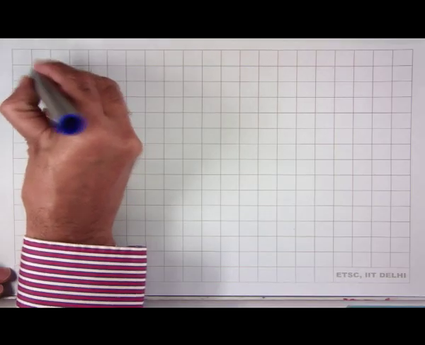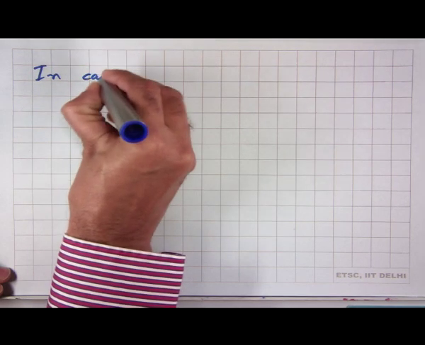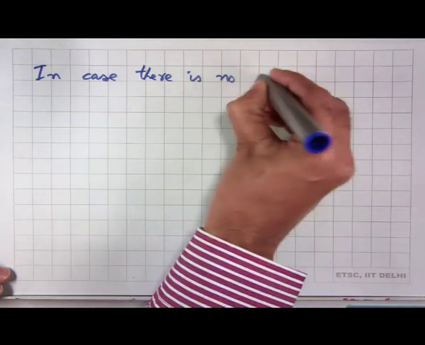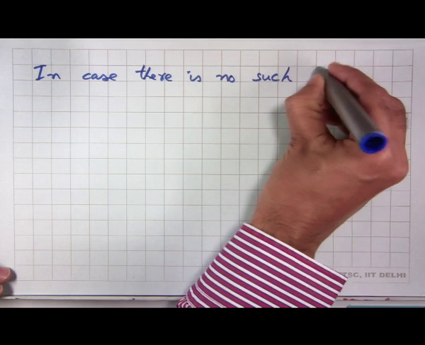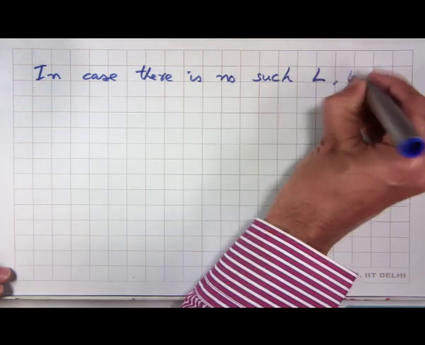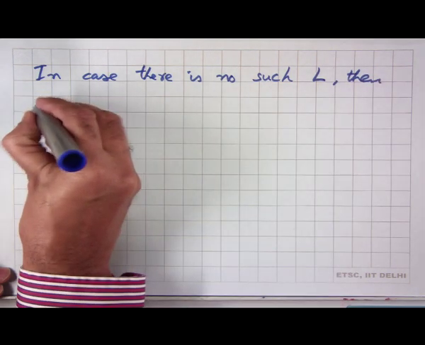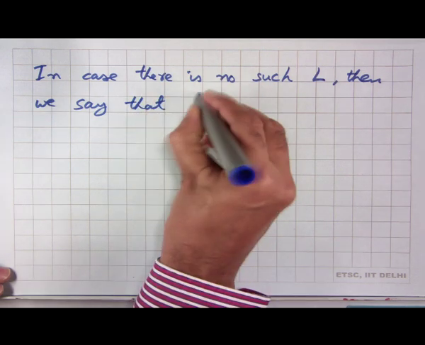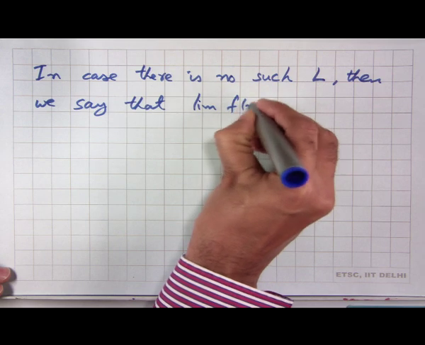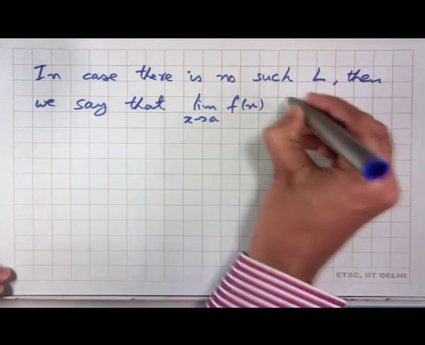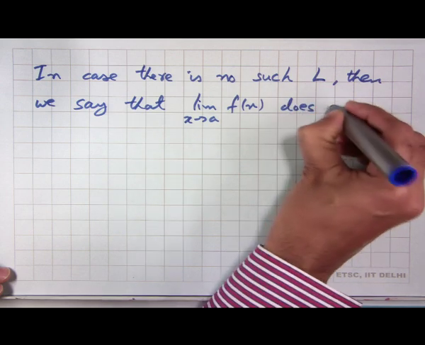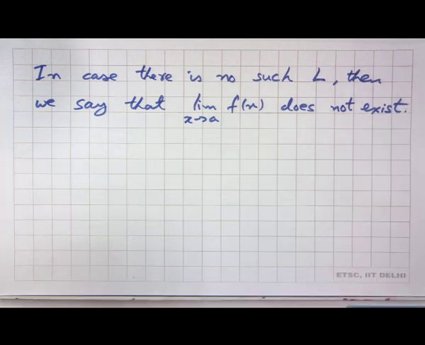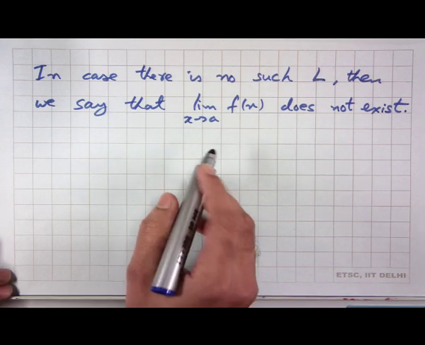In case there is no such L, then we say that the limit of f of x as x tends to a does not exist. And if there is such an L, then we will say that the limit is equal to L.